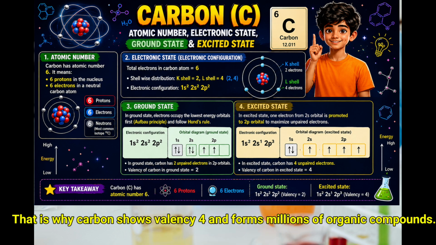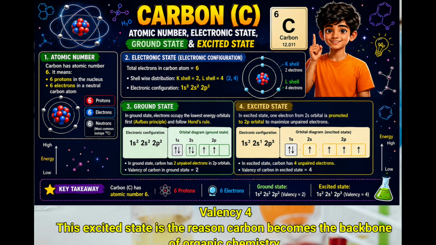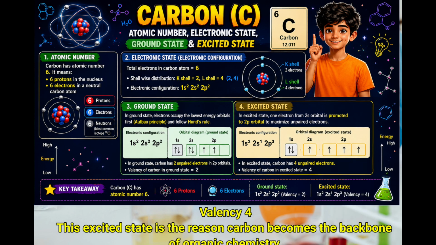That is why carbon shows valency 4 and forms millions of organic compounds. So remember this key point. Ground state, 1s² 2s² 2p², valency 2. Excited state, 1s² 2s¹ 2p³, valency 4. This excited state is the reason carbon becomes the backbone of organic chemistry.